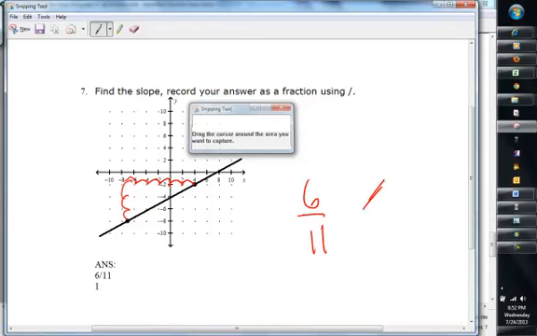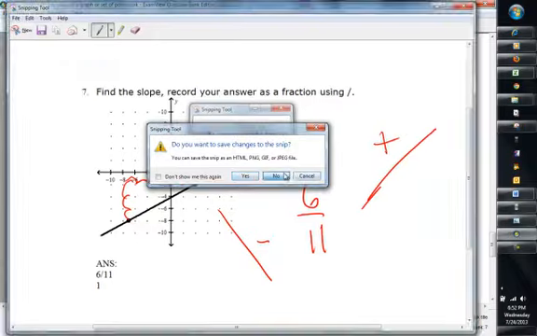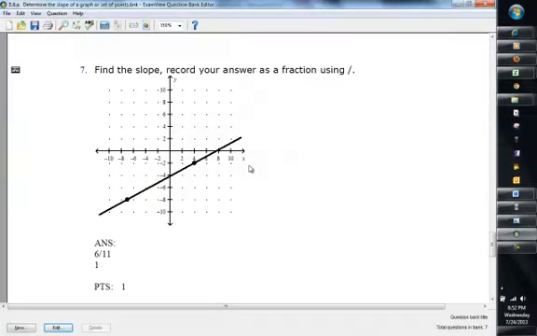Remember, if the slope is going uphill, it's positive. If it's going downhill, it's negative. This is 2.6.A. Determine the slope.